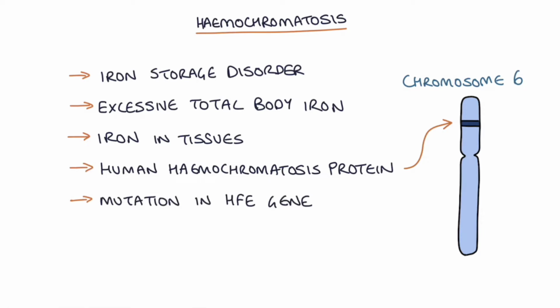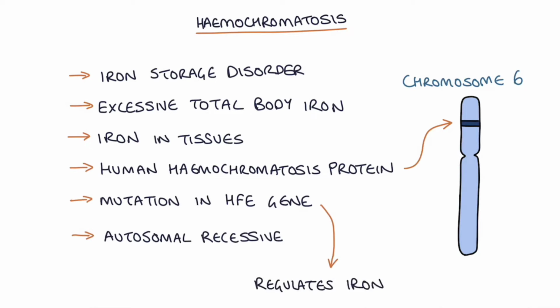However, there are other genes that can also cause the condition. The haemochromatosis genetic mutation is inherited in an autosomal recessive way, and the gene is important in regulating iron metabolism in the body, which is why it causes an iron storage disorder.